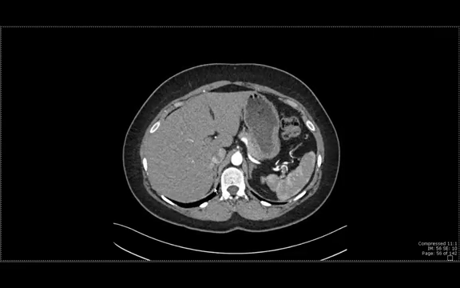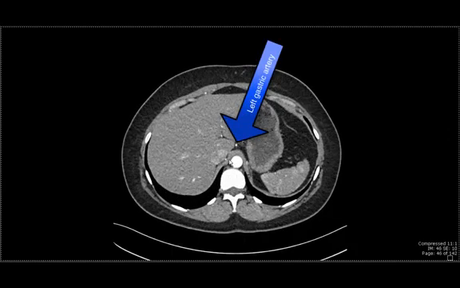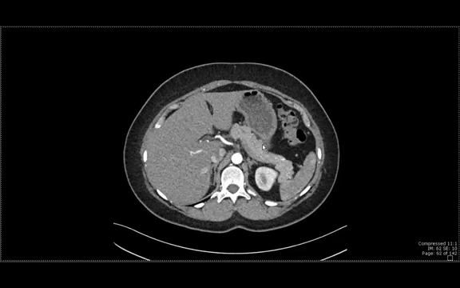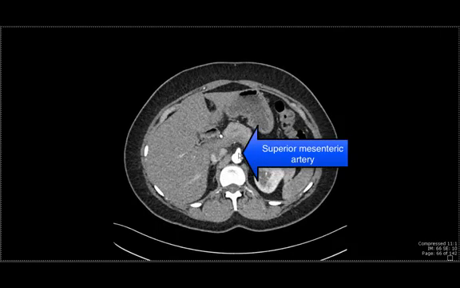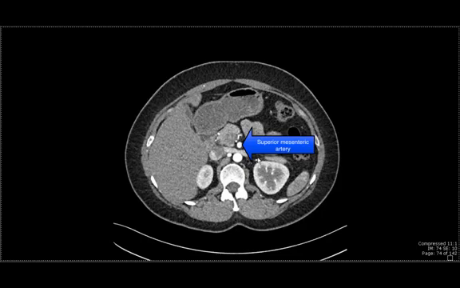There's an additional branch that comes off over here, and that's called the left gastric artery, and that runs in the gastrohepatic ligament, this fatty ligament you can see over here. The next main branch off the aorta is the superior mesenteric artery. We can see it coming off over here, and this gives rise to multiple branches that perfuse the small bowel as well as the majority of the colon.